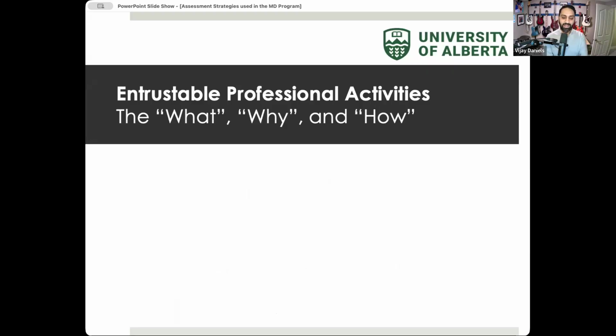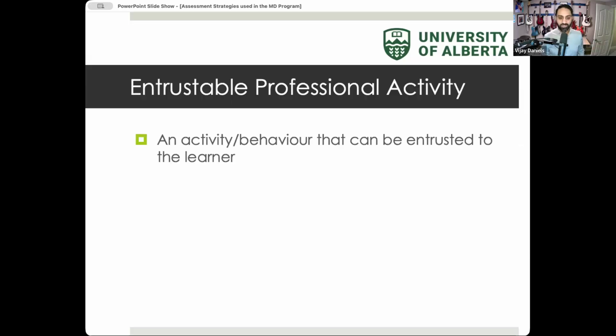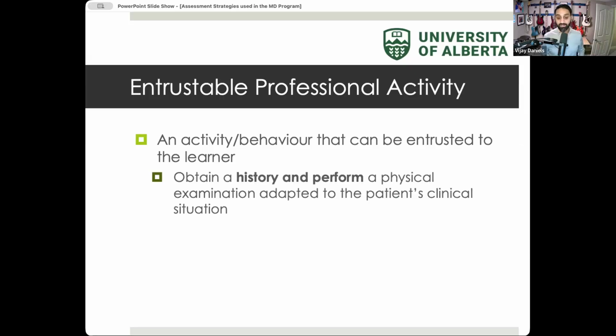Now, in entrustable professional activities, again, I'm using this phrase, but it's similar to field notes. Even to this day, despite Royal College programs having launched this easily 5 to 8 years ago, there's still a lot of confusion. One of the key things is it is an activity or behavior, kind of like the sentinel habits of family medicine, that can be entrusted to a learner. A bread and butter one in our medical school would be obtain a history and perform a physical adapted to a patient's clinical situation.